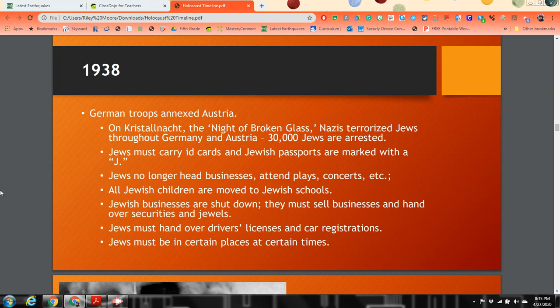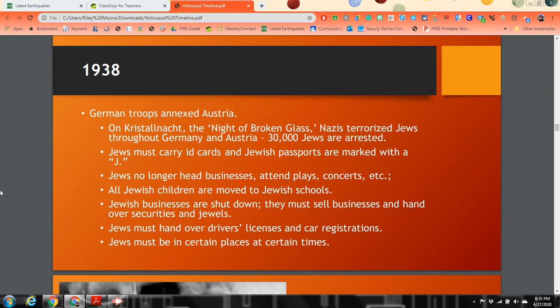They just wanted to basically knock the Jews down as far as they could go. The Jews also had to carry an ID card and a new Jewish passport. They took the other passport away from them that was marked with a J, which meant they were Jewish. Jews could no longer be heads of businesses, attend plays, have concerts. The German children could no longer go to school. They couldn't sell business or hand own.